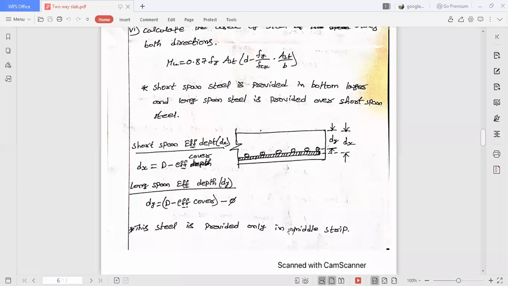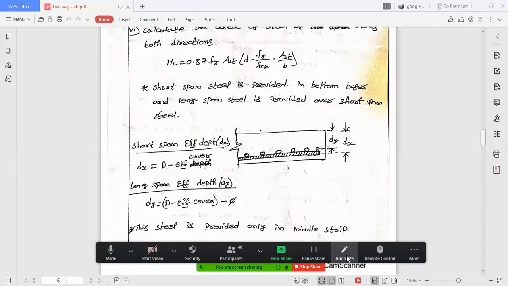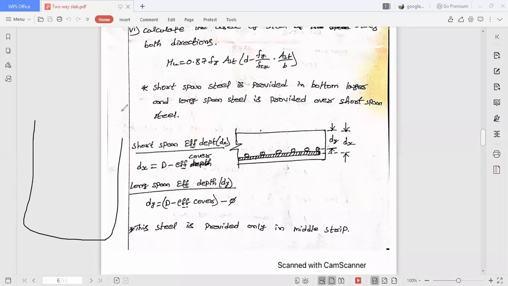There are no distribution bars in the case of two-way slabs. So whatever steel we provide in the X direction, that means the shorter span, and in the Y direction, that is the longer span, both are main steel itself. But that main steel is required only in the middle strip zone, that means wherever you get maximum moment.